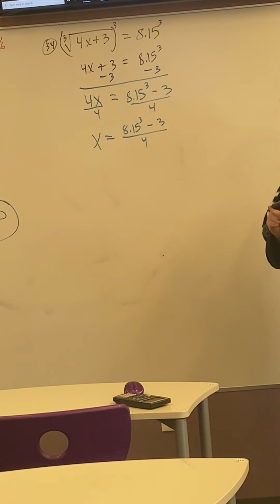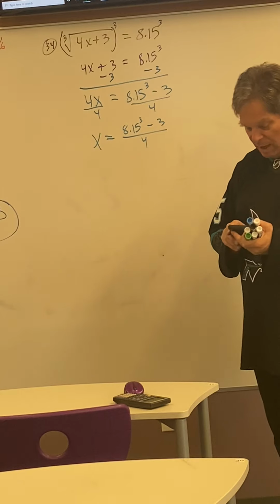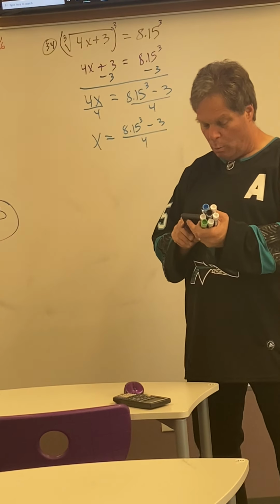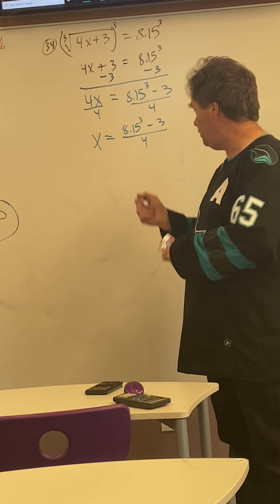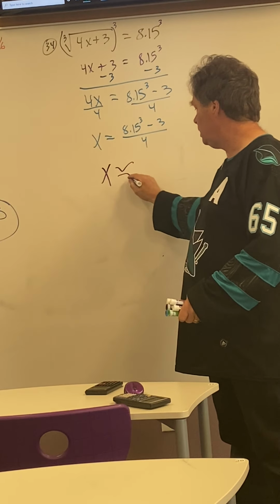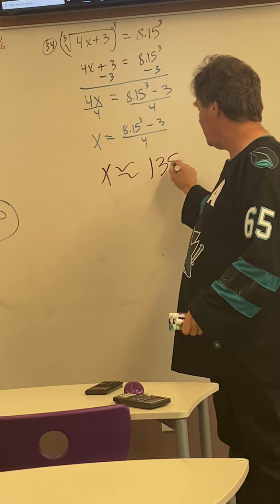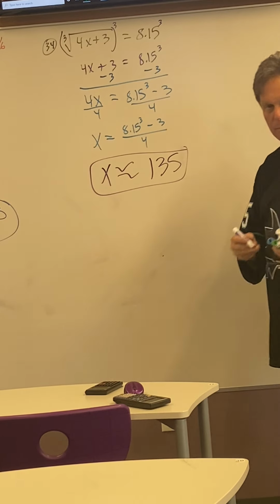So I'm going to do 8.15 raised to the third power equals about 541.34 minus 3 equals 538.34 divided by 4 is about 134.5858438. So about 135, we will call it, to 3 significant digits. So X is approximately equal to 135. Okay.